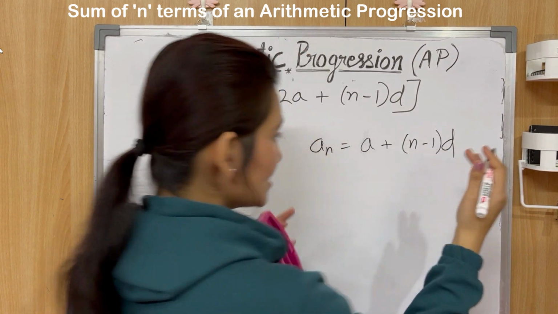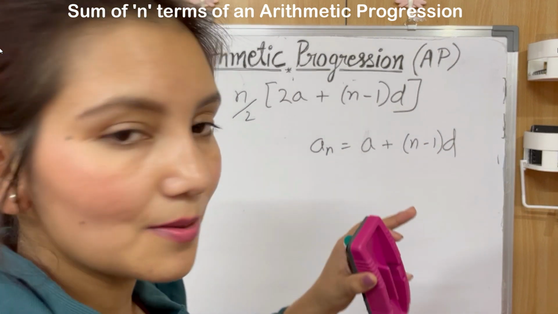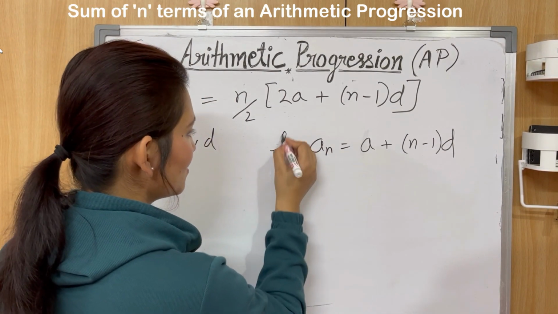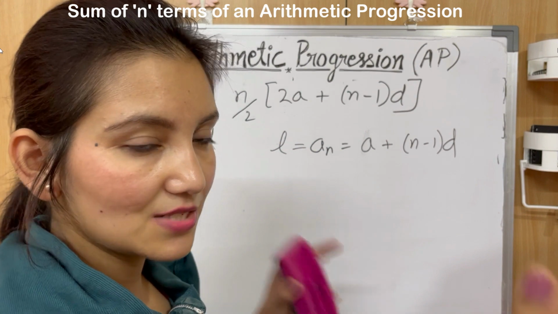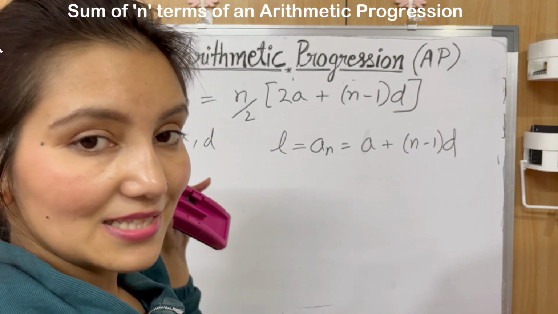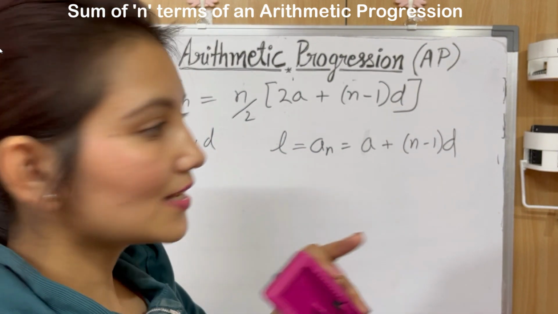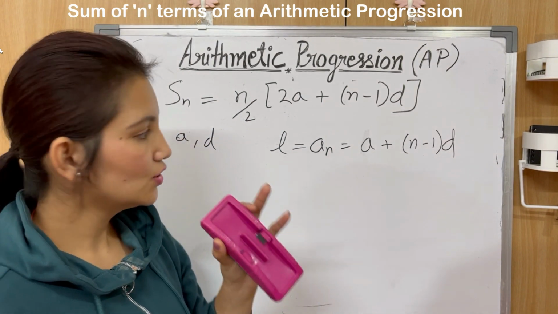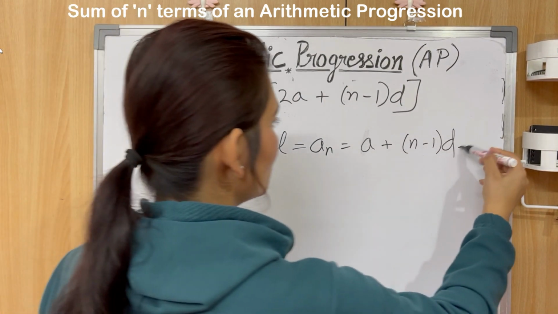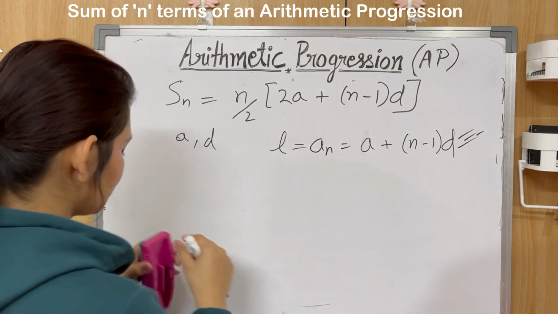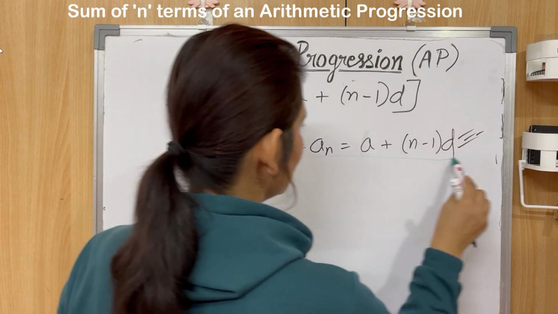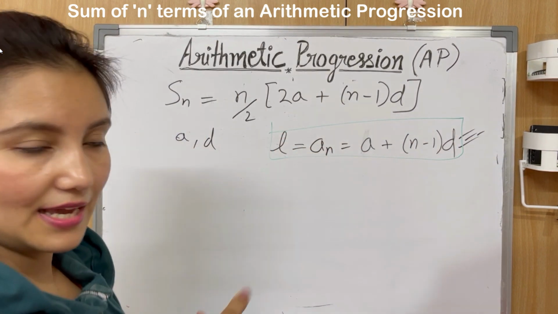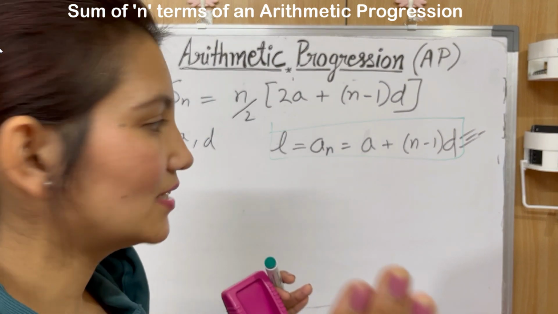So I said it has only n terms. So the nth term would be the last term for that AP. Because it has a finite number of terms, it has n terms, and the nth term would be the last term, right? So let's derive the formula. Just keep this in mind, that L is equal to an, and an is a plus (n minus 1) d.